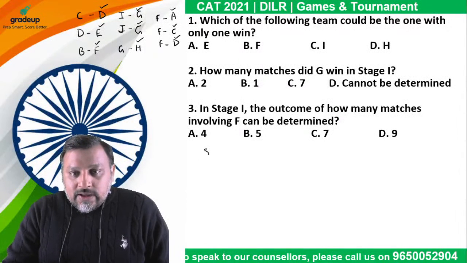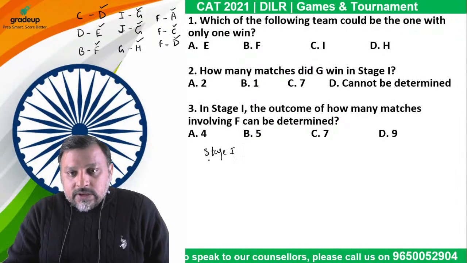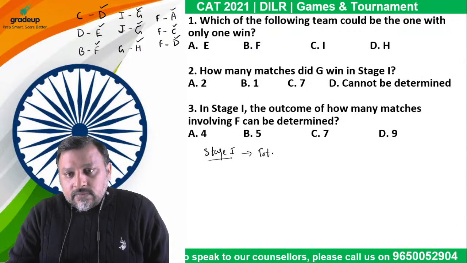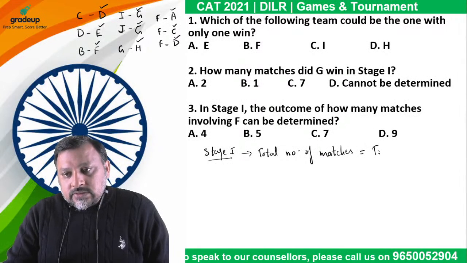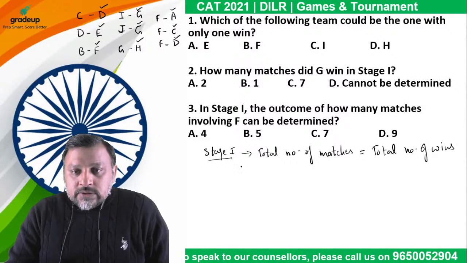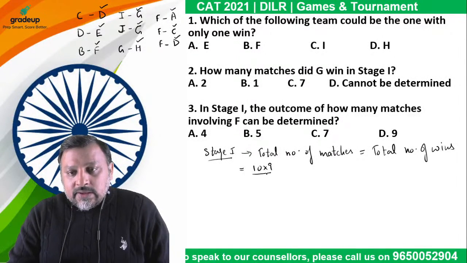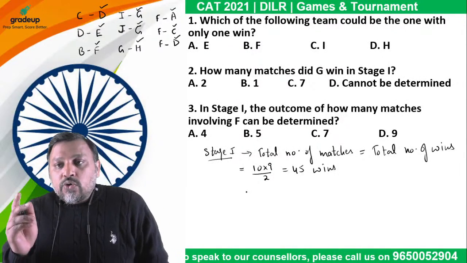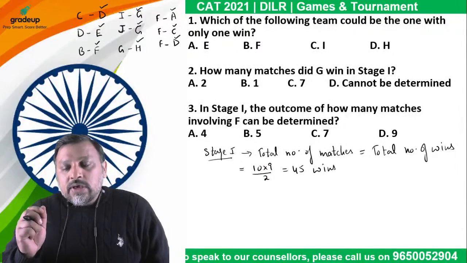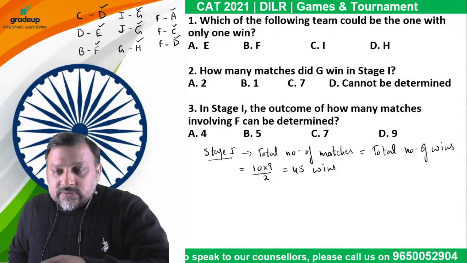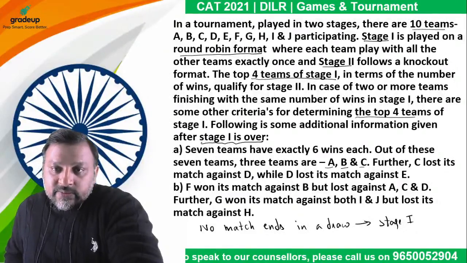We know in stage 1, there are 10 teams, so the total number of matches, which is the total number of wins, is 10 into 9 by 2, that is 45. Okay. We know there are 7 teams with 6 wins each.